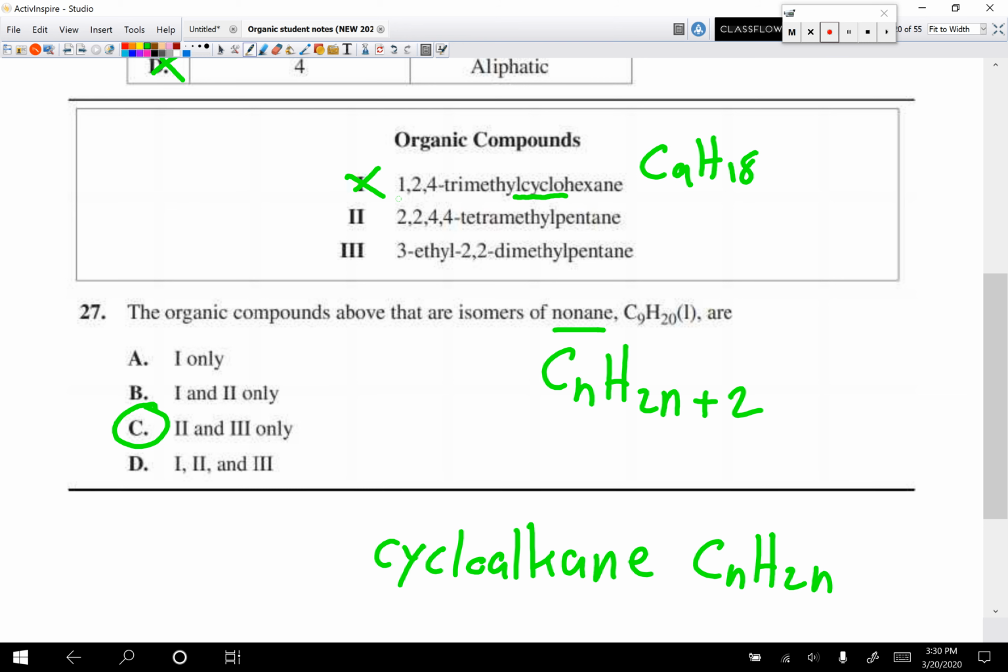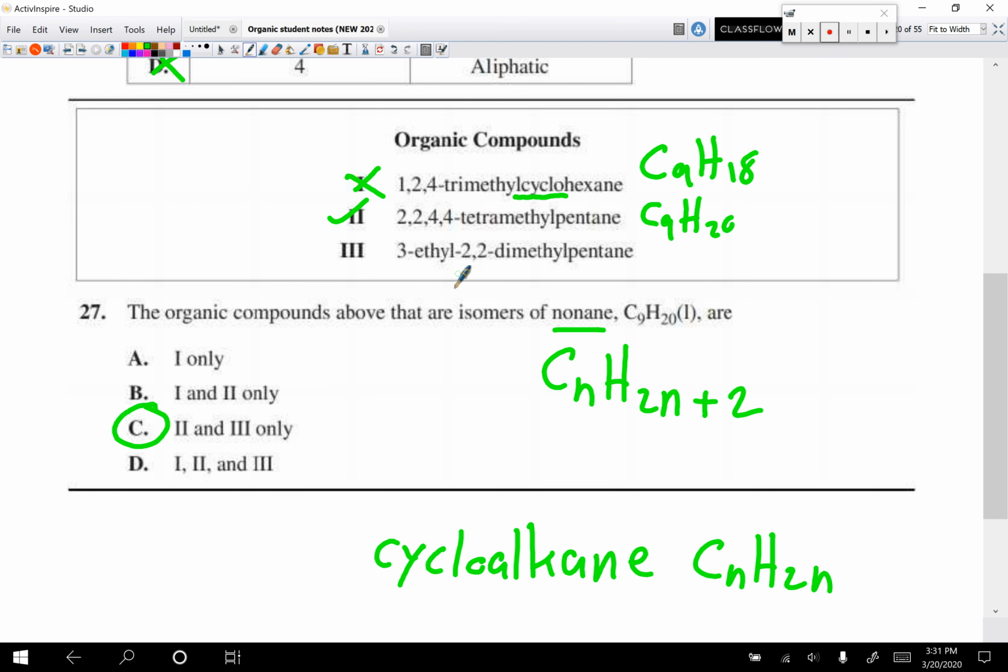Now, as for 2 and 3, if we count the amount of carbons, so we have pentane right here, so that means there's 5 carbons, and then we have tetramethyl. So tetramethyl means an extra 4. So we got 5 plus 4, and that's 9. But because it's not a cyclic compound, this is going to come in the formula of CnH2n+2, or C9H20. So that one works.